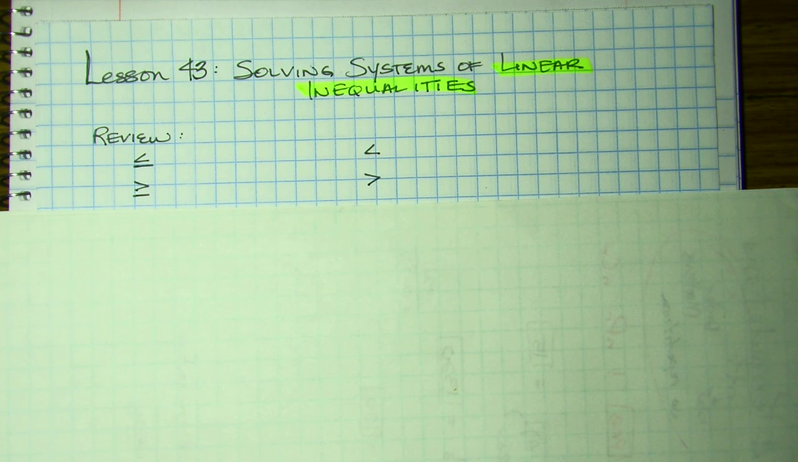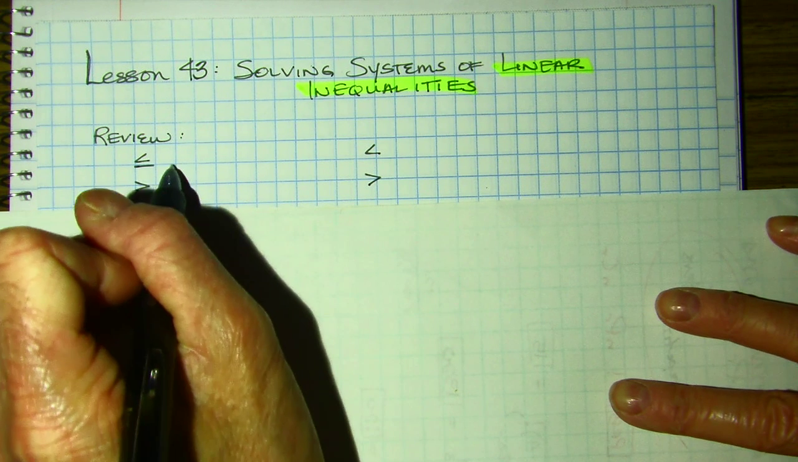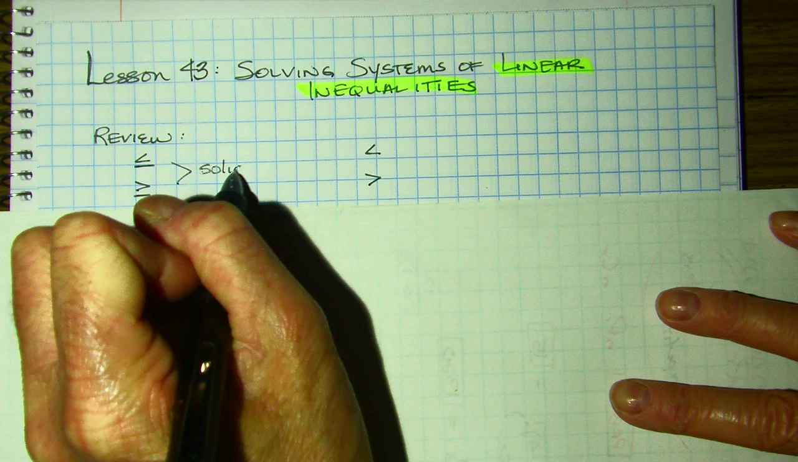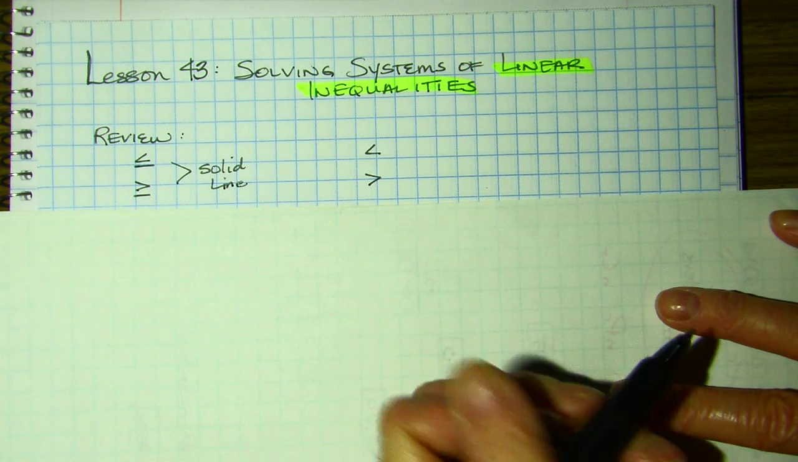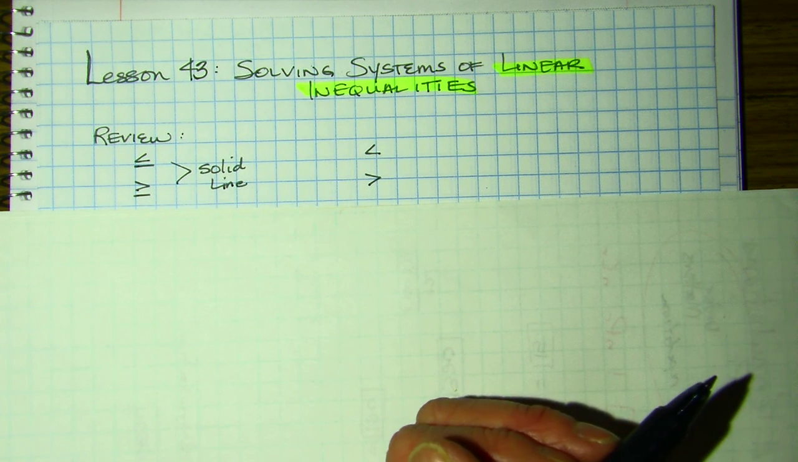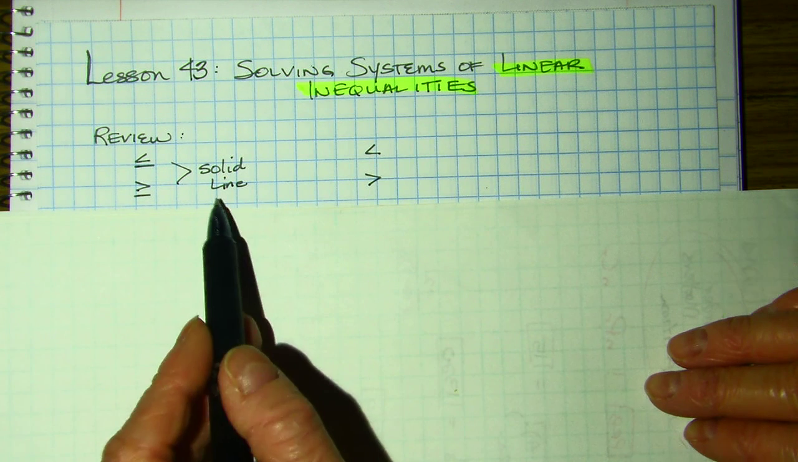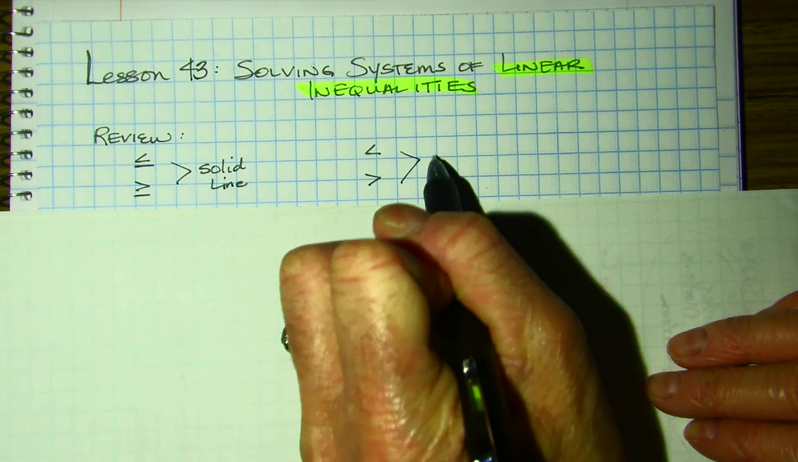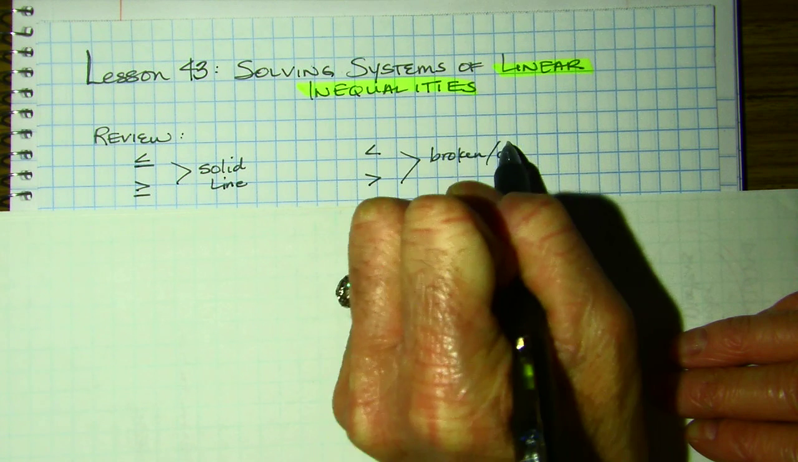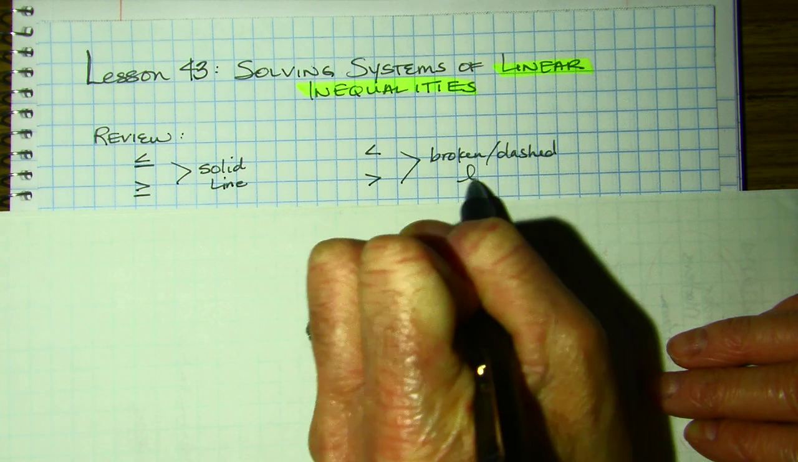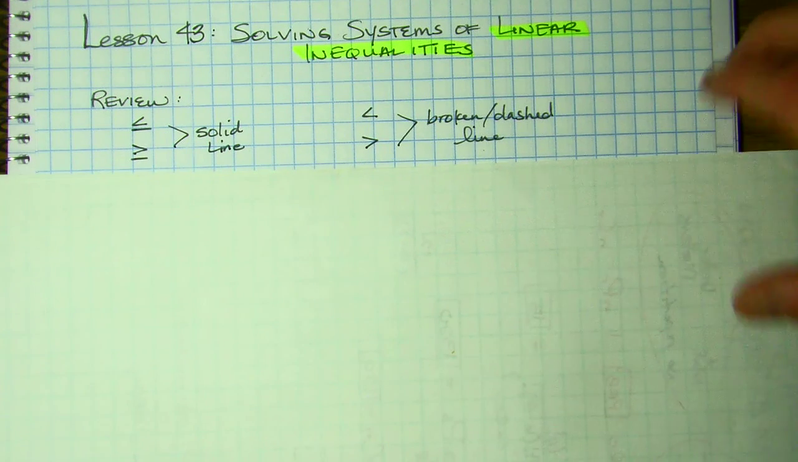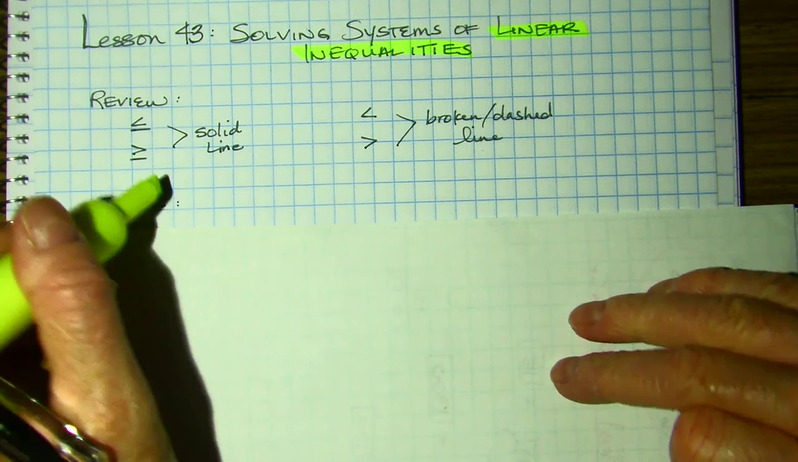Inequalities means we have the following four symbols. These are inequality symbols because they don't equal. They're either less than or greater than. If I have the equal to symbol, then this means I'm going to graph it with a solid line, just like on the number line, if I have those symbols, I use a solid circle. If I have two variables, x and y, then I graph it using a solid line. If I have less than or greater than, then I'm going to use a broken or dashed line when I graph it.